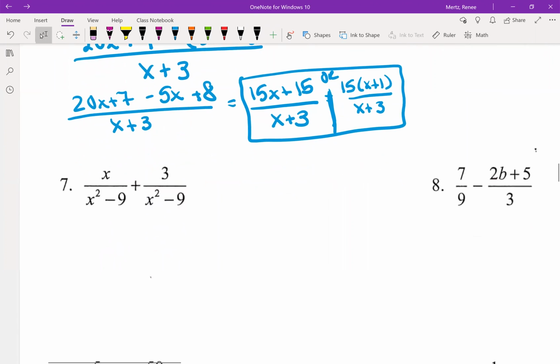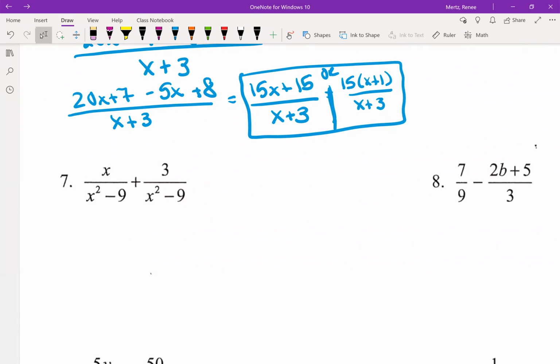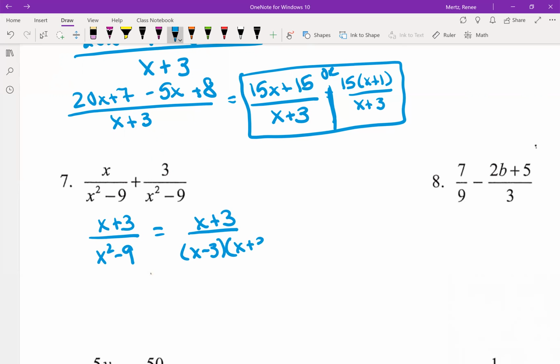Seven is a good one because it shows you how we have to factor and reduce. So they have common denominators, so that's nice. So when I add them, I get x plus 3 over x squared minus 9. So we get x plus 3, the bottom factors to x minus 3, x plus 3. We can reduce like terms. Please be careful. This is where people make a mistake. The x minus 3 is left on the bottom. Make sure you keep it on the bottom. A 1 goes on the top.